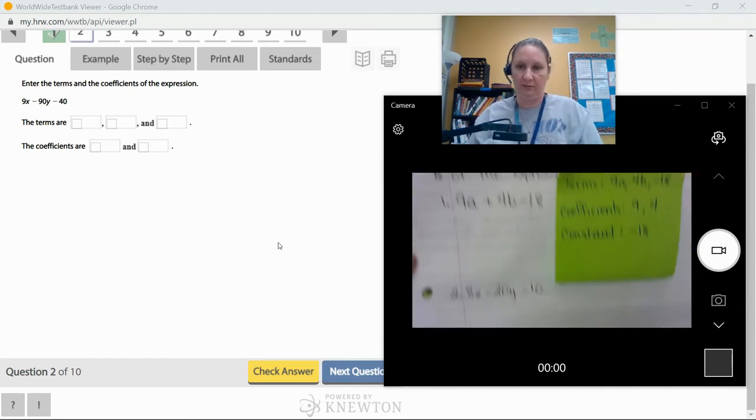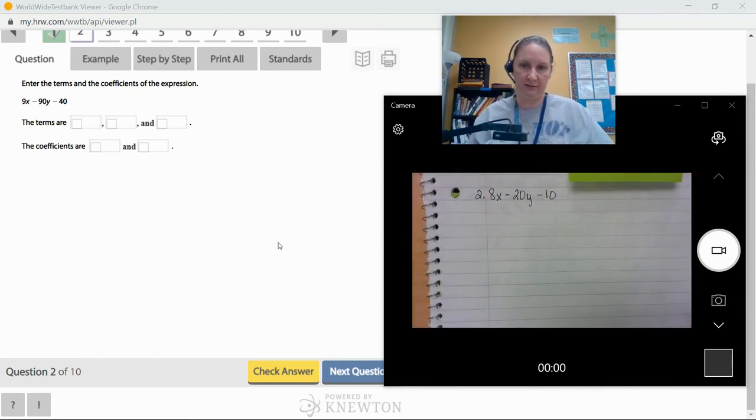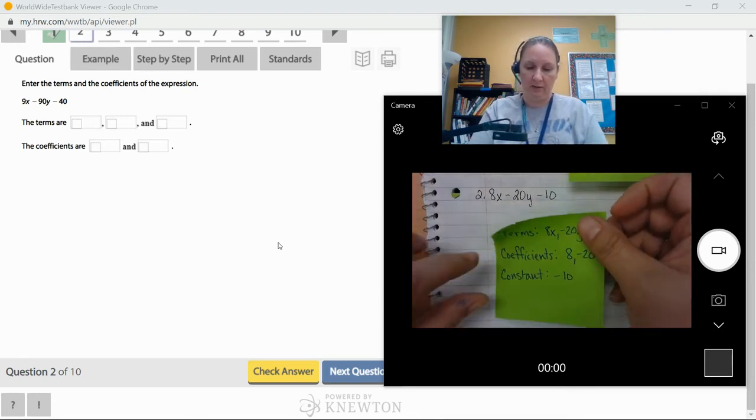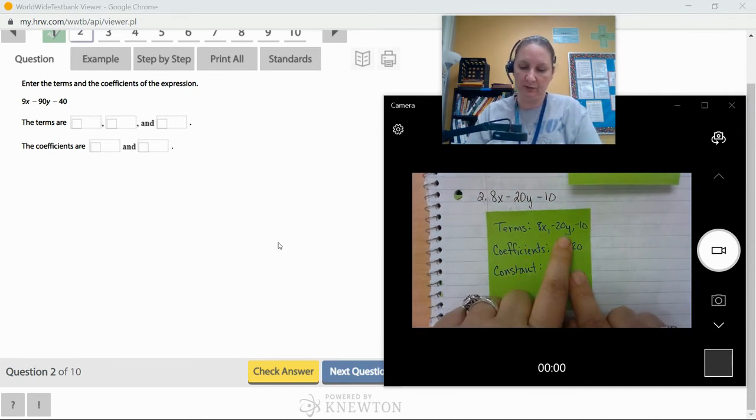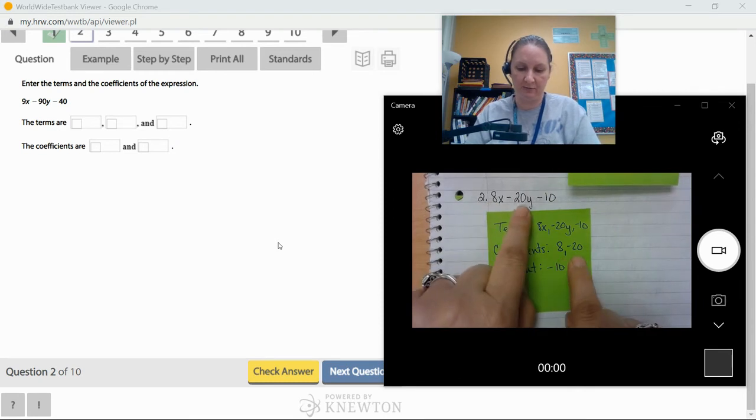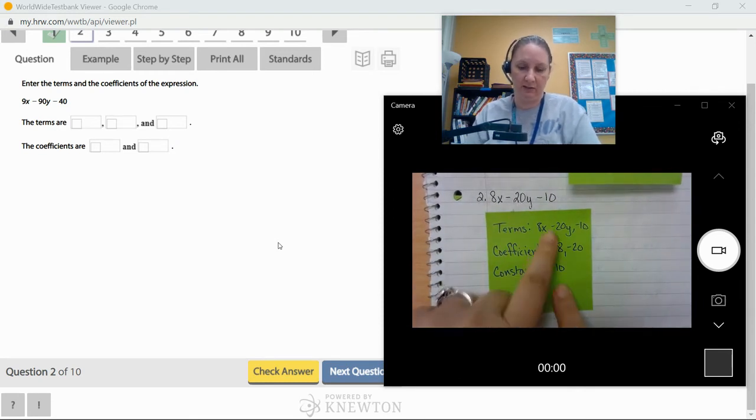All right, problem number 2, pick your answer. Okay, you should have gotten terms of 8x, negative 20y, and negative 10. The coefficients are 8 and negative 20. And then it didn't ask you this, but the constant is negative 10.